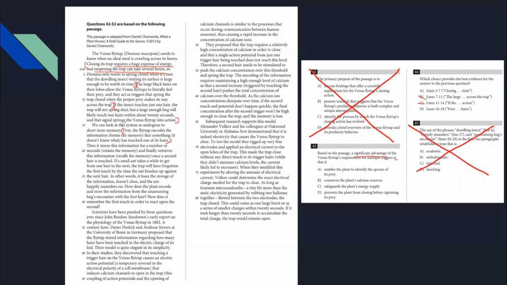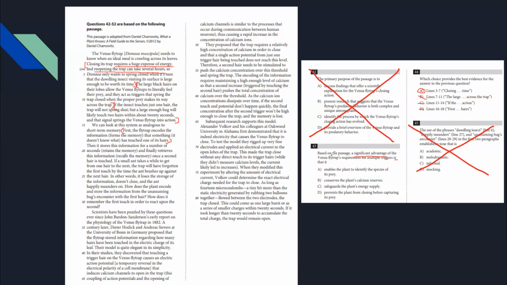And lastly, D. First, the flytrap encodes the information, forms the memory that something, it doesn't know what, has touched its hair. An explanation, like all of these are explanations except A. A gives a reason for why it has that advantage. So we can choose A as the correct option for 44. Now what we have to do is see what 43 wants from 44.